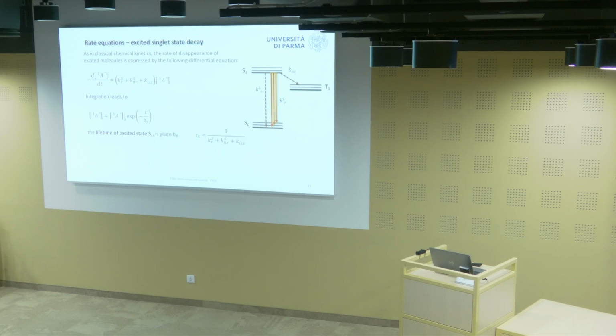Rate equations are very important. This is just an example. The probability of the decay of this state is proportional to the concentration of the state itself, through a proportionality factor, which is the sum of the three rates which appear here. It's a very easy differential equation. You can solve it immediately to get an exponential decay where this lifetime is 1 over the sum of the rates.